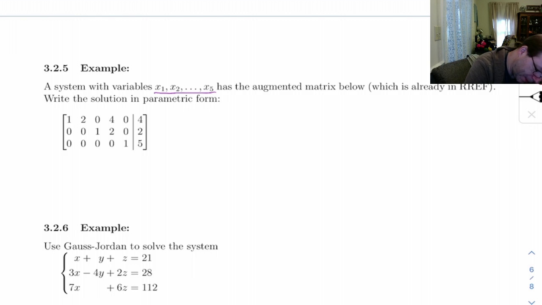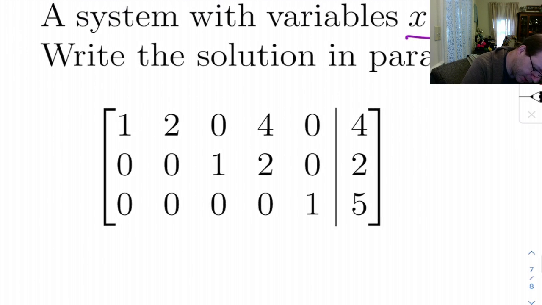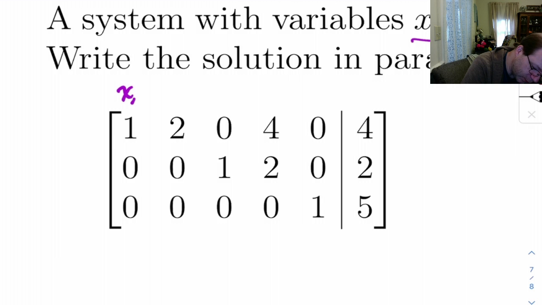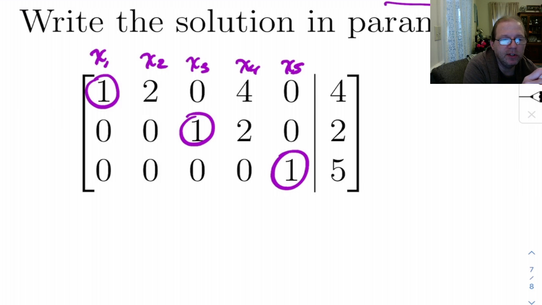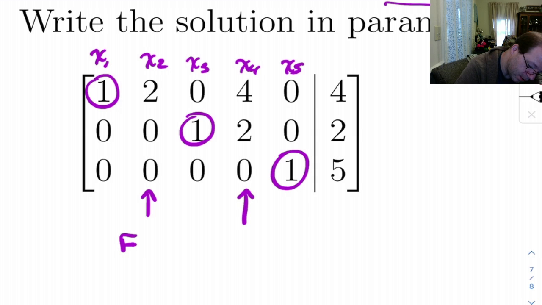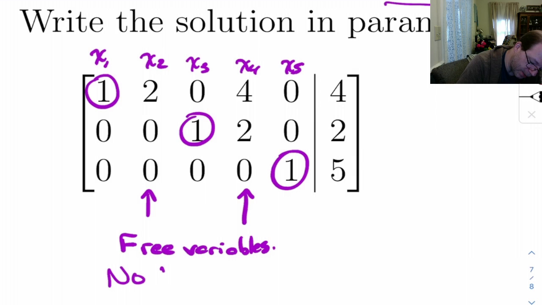So here's what we do. Go through here, and I'm going to make this big so I can write it easily. x1, x2, x3, x4, and x5. Now I'm going to go through and circle my leading ones. Now some of these columns have leading ones and the other ones don't. The ones without leading ones are called free variables. So they're free variables because there's no leading one in their column.